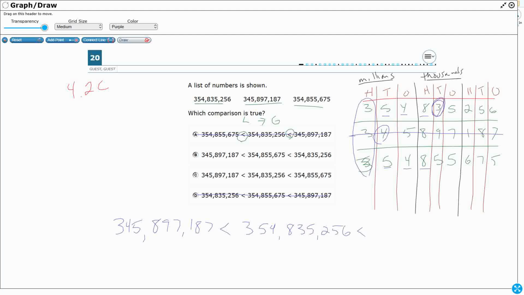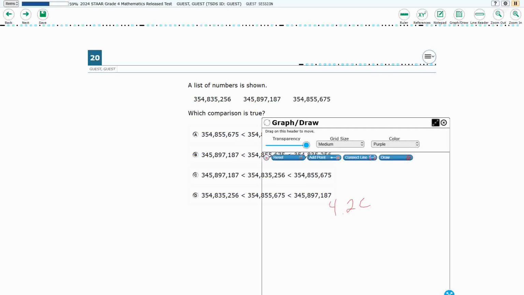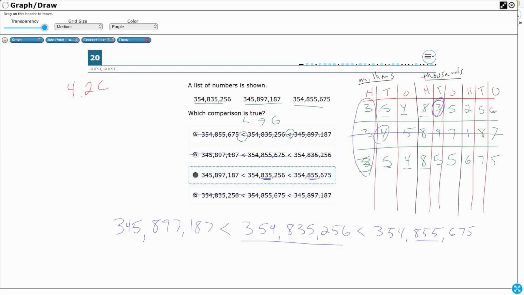And my last number is going to be that final one, 3, 5, 4, 8, 5, 5, 6, 7, 5. So I need this 3, 5, 4, 8, 3, 5 second, and that's it right there. 3, 5, 4, 8, 3, 5 is second, and then the 8, 5, 5 is third. Okay, so my answer there is going to be C.